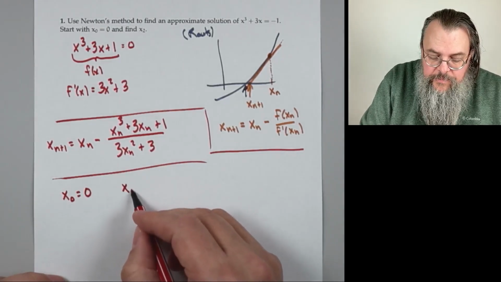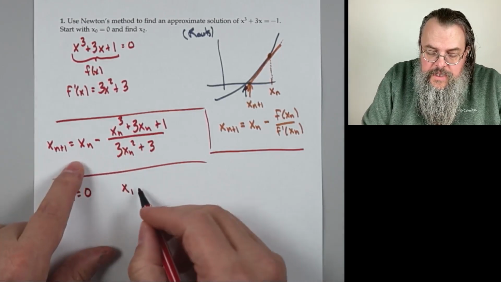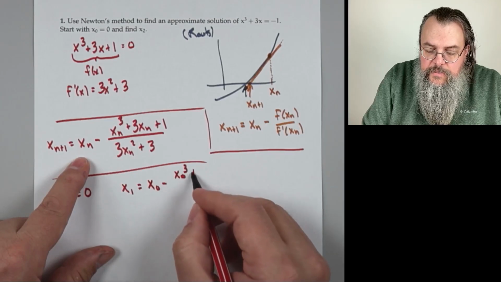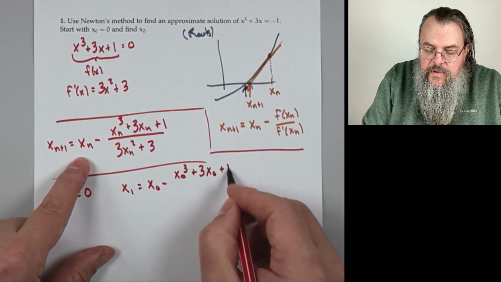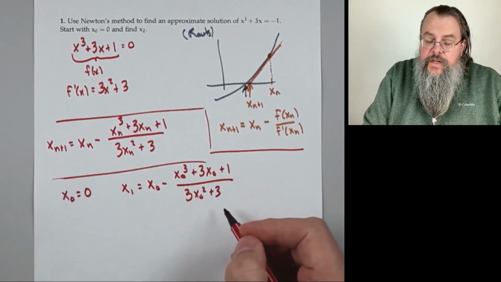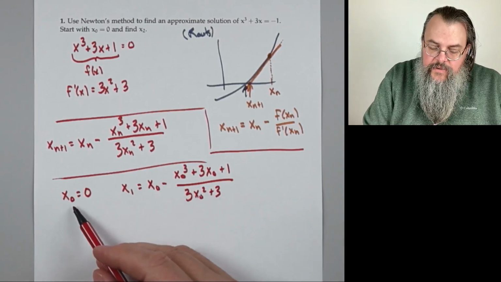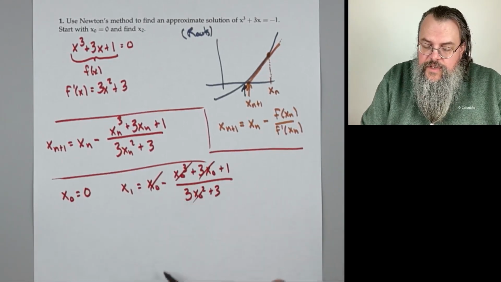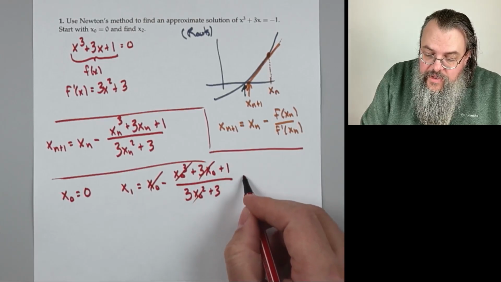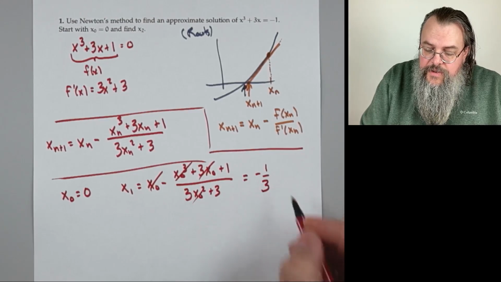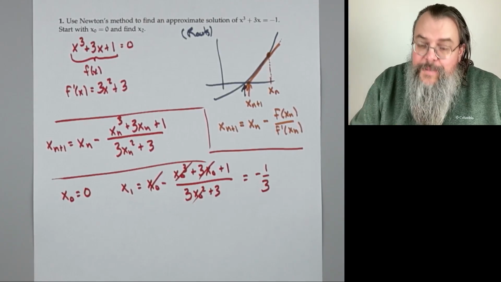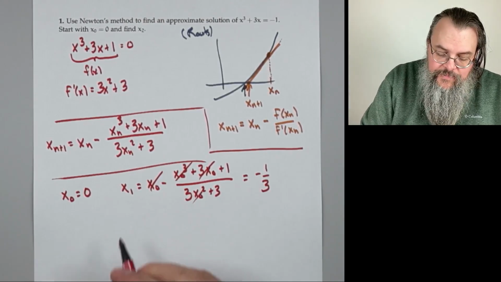What is x1? If we just follow it in here blindly, it's x0 minus x0 cubed plus 3x0 plus 1 over 3x0 squared plus 3. Now the nice thing is everywhere we see x0 is a 0, so almost everything goes away except the minus 1/3. So now we have a new guess, minus 1/3. Okay, but let's get a better guess, because that's x1.